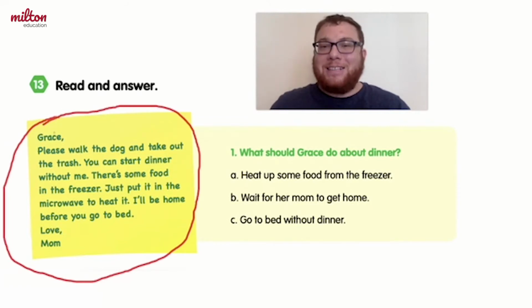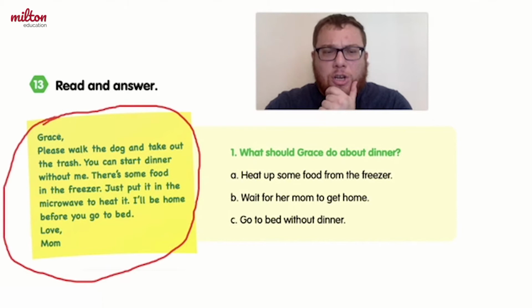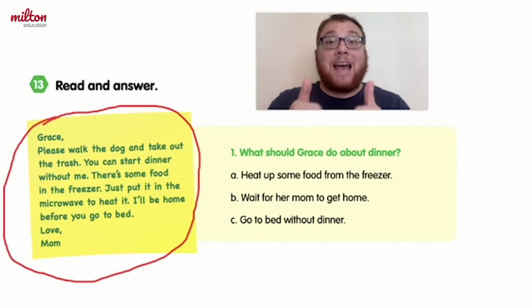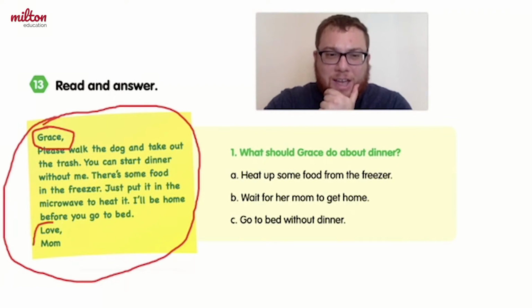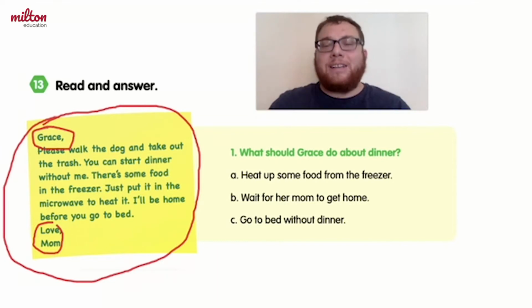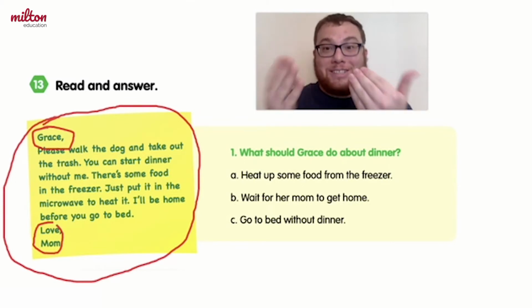First, you need to get an idea of what kind of text it is. Okay, so if we look at the text, we need to decide, for example, is it an email, a text message, or some kind of note? Well, if we look at it here, it looks like Grace has to see this. There's some important information, and at the end it says, "Love, Mom." Okay, so it's a message.